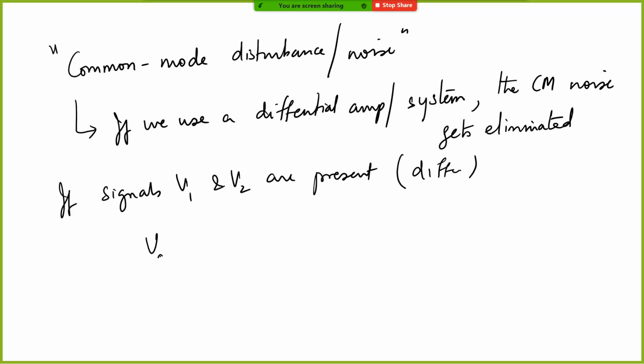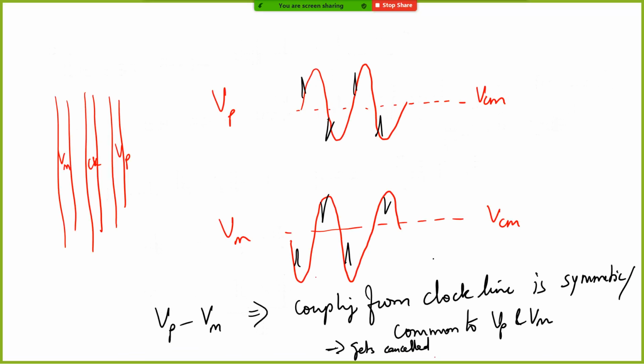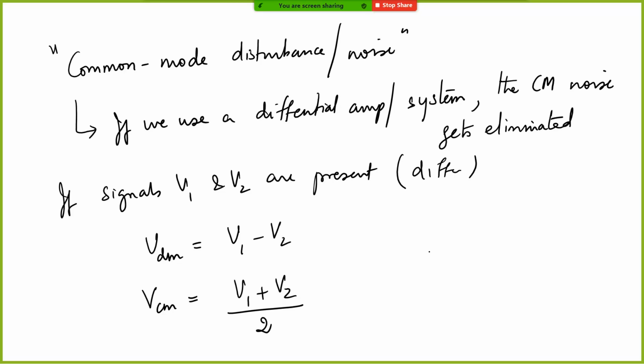The differential mode signal, VDM, is nothing but V1 minus V2, the difference between the two. The common mode signal can be taken as (V1 plus V2) divided by 2. This is an important definition, so just keep it in mind. It works for both DC as well as any kind of AC disturbances. The differential mode signal is V1 minus V2, and the common mode signal is the average of the two signals.